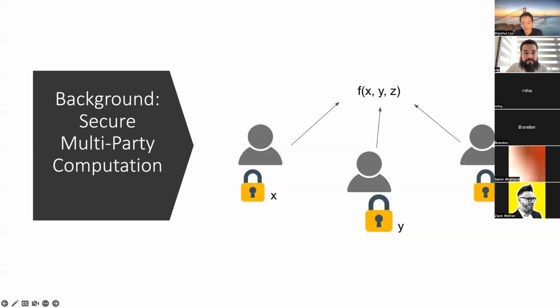So what's the basic idea? Let's say you want to produce a lambda, right? What if Alice has lambda 1, Bob has lambda 2, and Charlie has lambda 3?